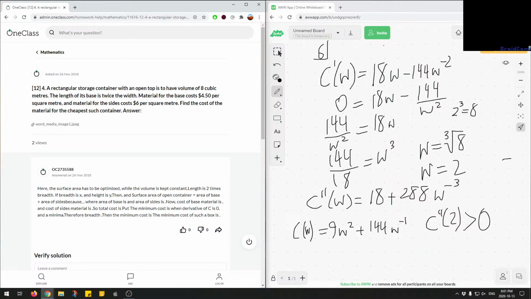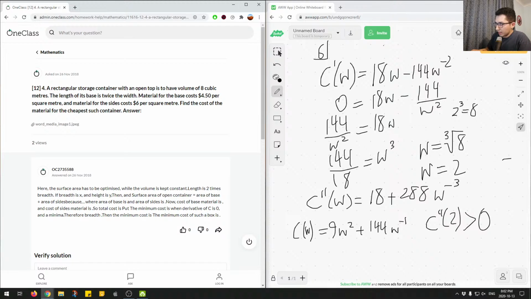Just give me a second here. Just trying to figure out what went wrong with the camera. Okay, there we go. Sorry about that. My camera was not functioning properly.